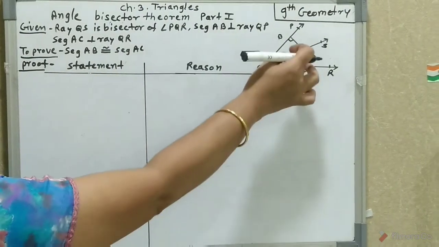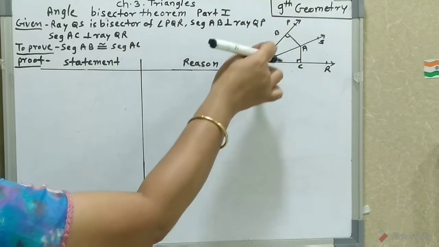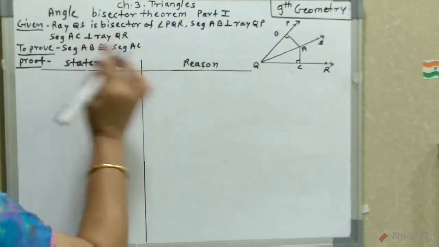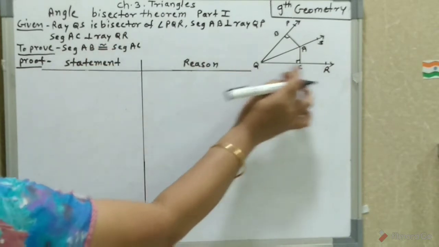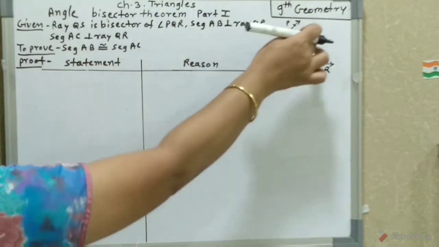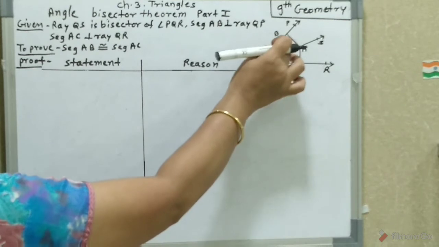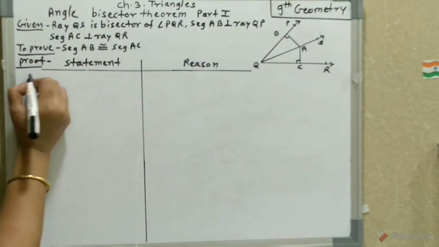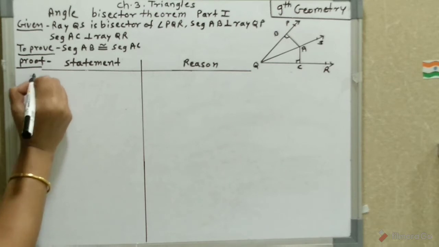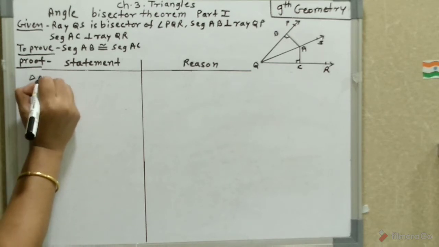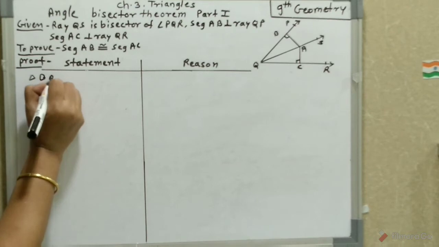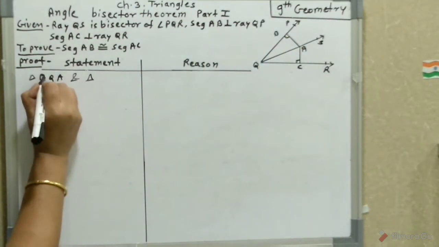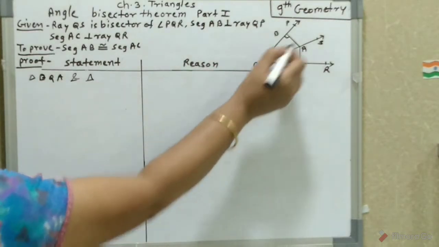Segment AB is perpendicular to ray QP and segment AC is perpendicular to ray QR. So this angle bisector divides the angle into two equal parts and we get these two triangles. The first triangle is triangle BQA and the other triangle is triangle CQA.